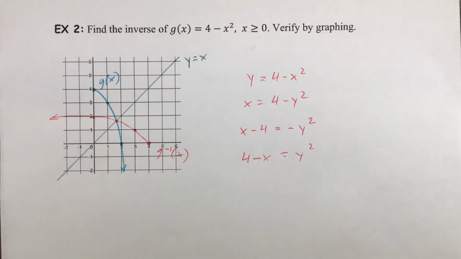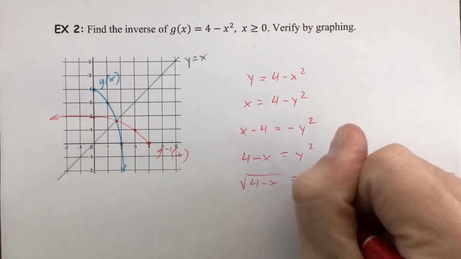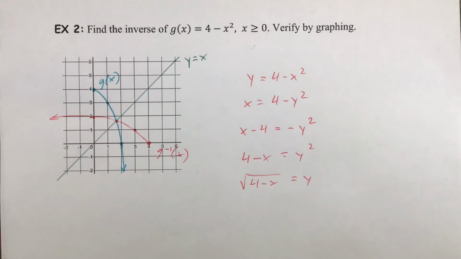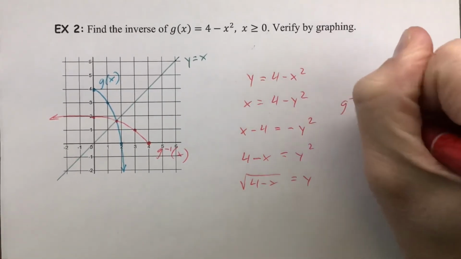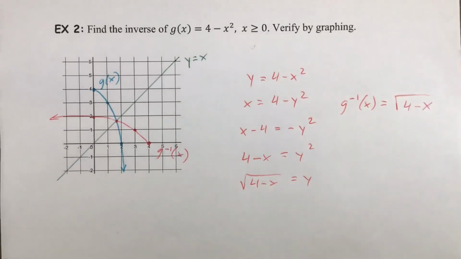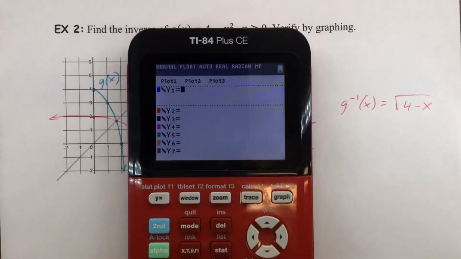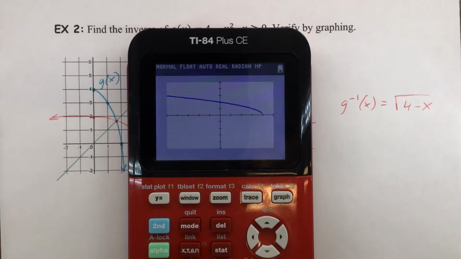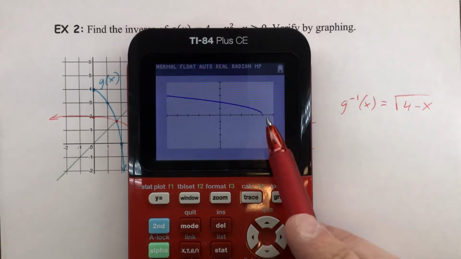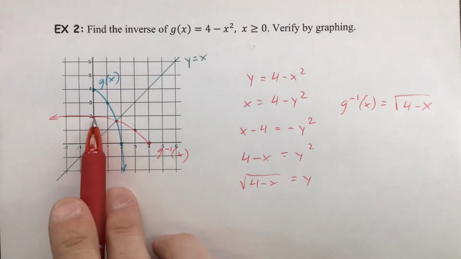You can then take the square root of that. And this will represent our inverse function. So the inverse of g of x is going to be equal to the square root of 4 minus x. And last, let's just verify that this does go with this graph. And there you go. You've got that intercept at 4. It's also going to be crossing at 2.